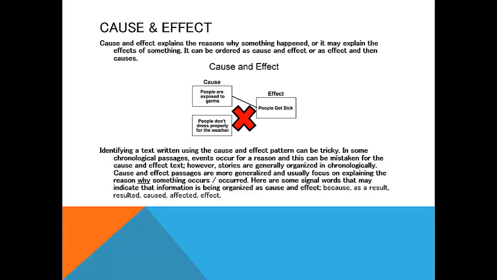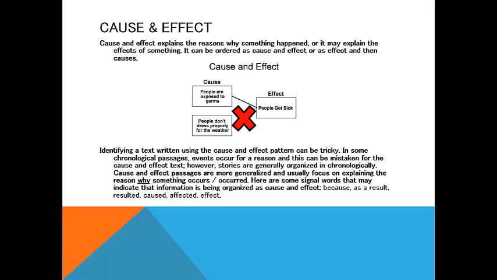When identifying a text written using the cause and effect pattern, it can be tricky. For some chronological passages, events occur for a reason, and this can be mistaken for the cause and effect text. However, stories are generally organized in chronological order.